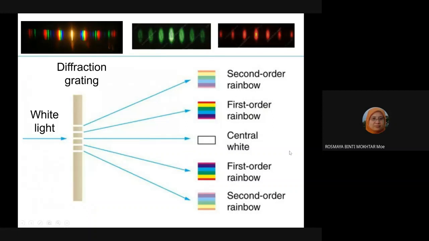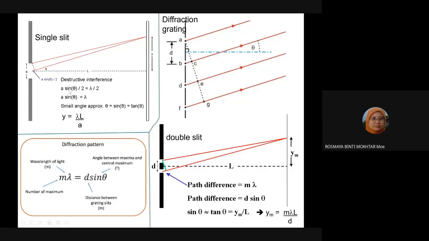Okay, so next. Last week we discussed the single slit. So we derived the equation a sin theta equals lambda. We use a per 2, then the angle is equal to half lambda for the dark fringe. So we get a sin theta equals lambda. And for the Y separation, the width of the central bright maximum, we get Y equals lambda L per a. This is what we discussed last week.